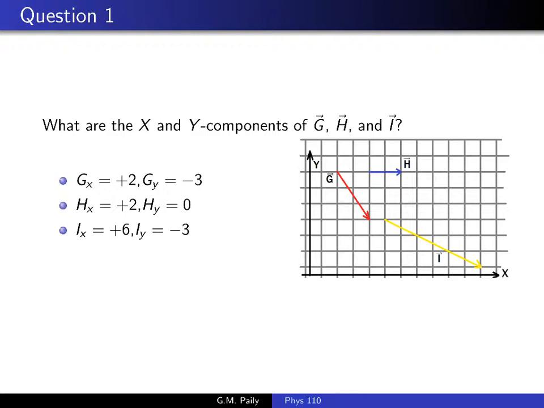And these are the x and y components of the three vectors. For example, we see that h has no y component because it is purely horizontal. It is pointing purely in the x direction. So h_y is equal to 0, and in the x direction, it's pointing in the direction of increasing x, so it is positive, and the length is 2. So positive 2 is h_x.